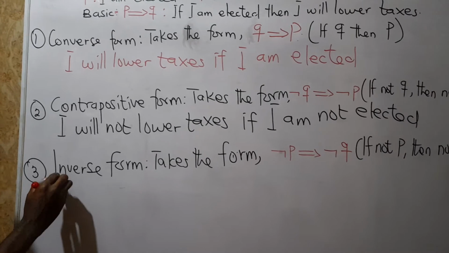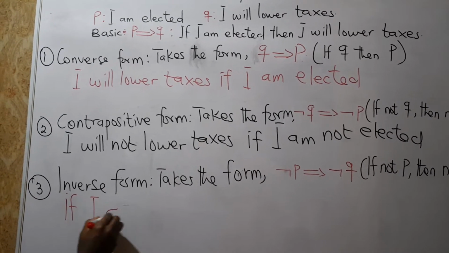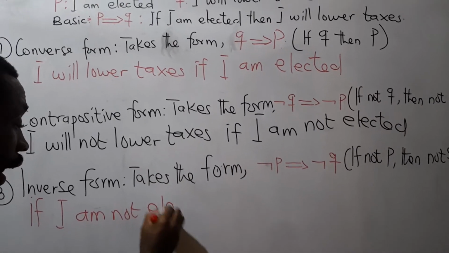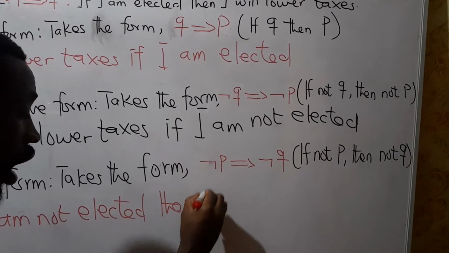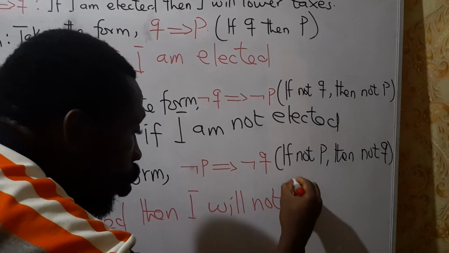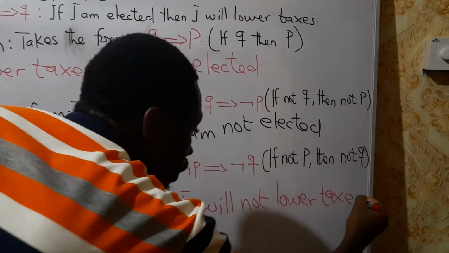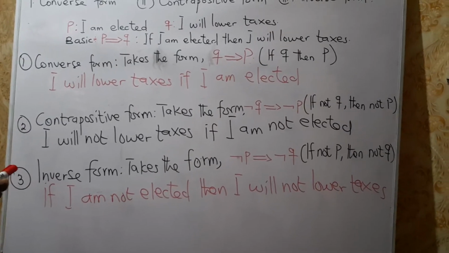It will be: if I am not elected, then I will not lower taxes. I hope you understand the 3 forms of a conditional statement.